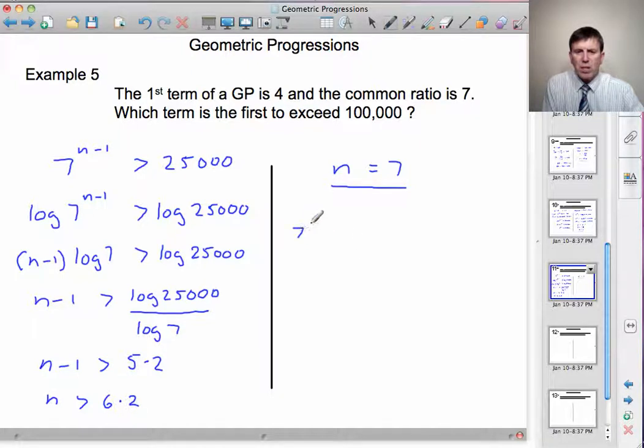So we can finish by saying 7th term exceeds 100,000.